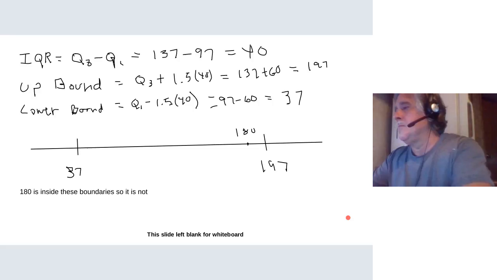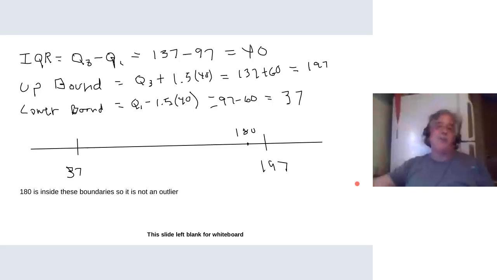So what does that mean? If you had 200, then yeah, because that's greater than 197. If it was 30, lower than 37. Yeah. Good. Really good, Rain. That's good, because I wanted to make sure y'all got this idea. All right. So I think that's probably all they're going to ask. Yeah, not an outlier.